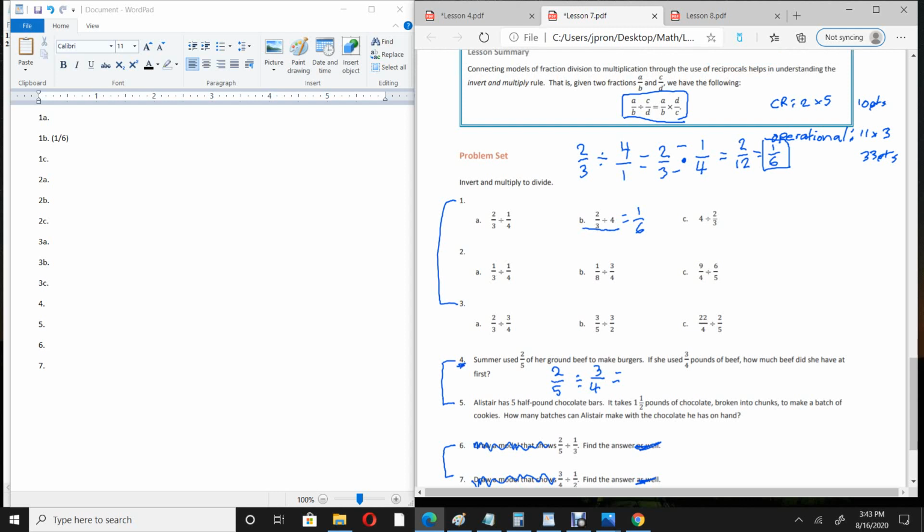So you have 2/5 divided by 3/4, so we'll invert the divisor, 4/3, invert, and multiply. So we'll have 2 times 4, which is 8, and 5 times 3, which is 15. And so that means we had 8/15 pounds of ground beef.